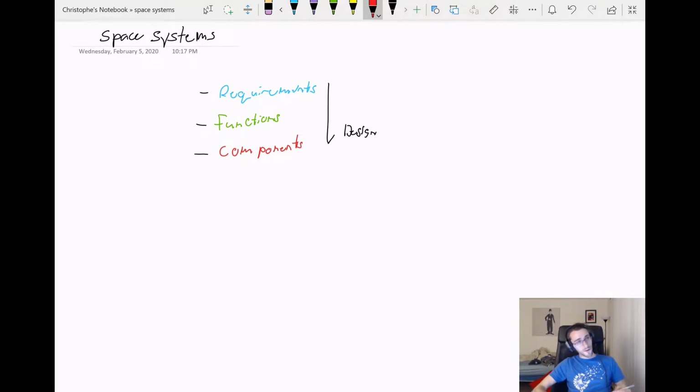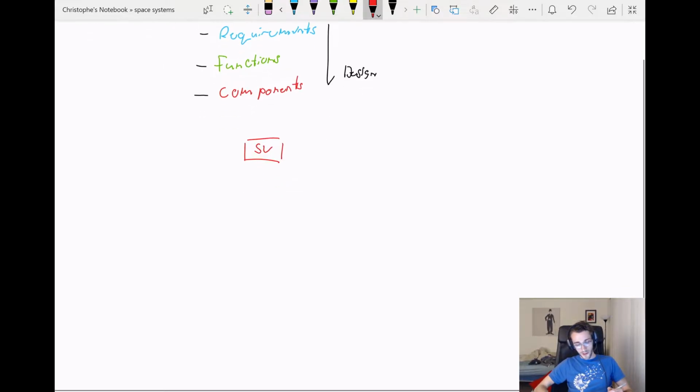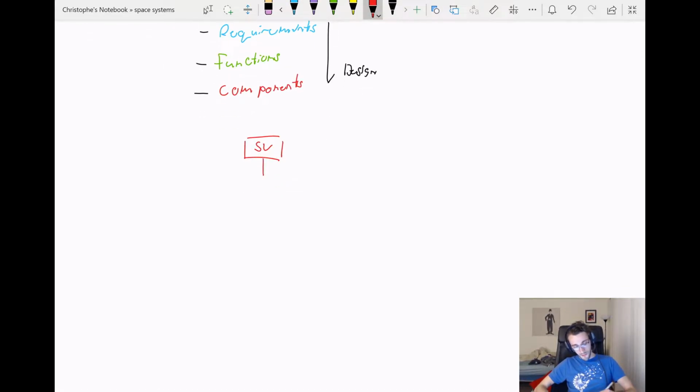So first thing we're going to do is break down a component tree for a hypothetical satellite. We're going to start off with just a space vehicle. This is a pretty general space vehicle, but the first thing we're going to break it down into is the payload, abbreviated PL here, and then the bus.